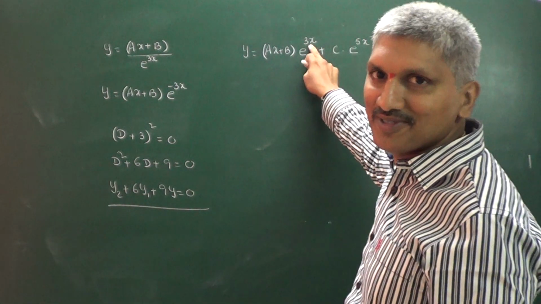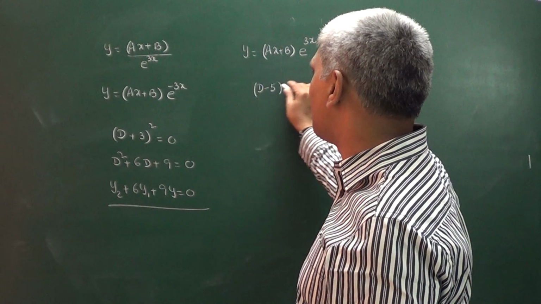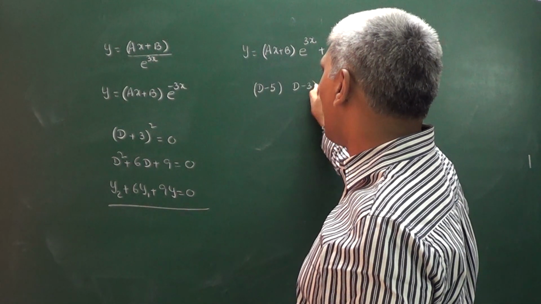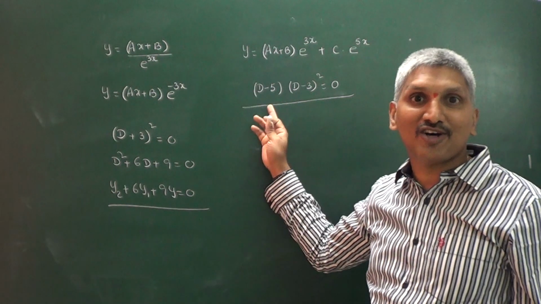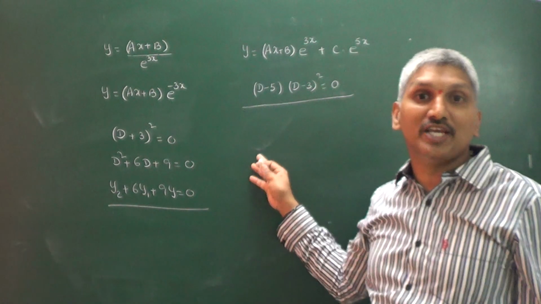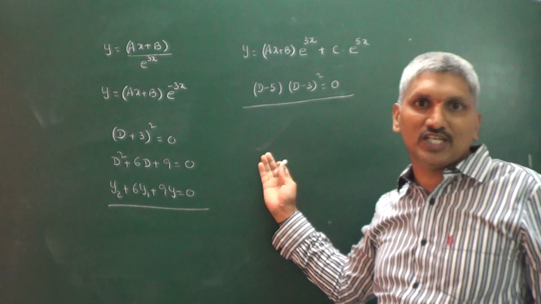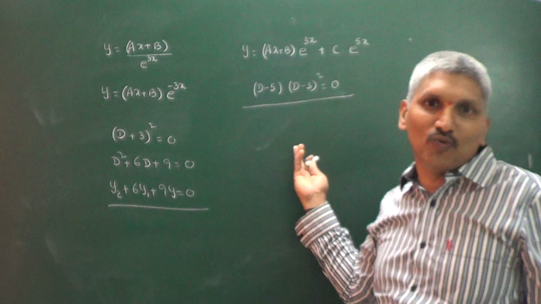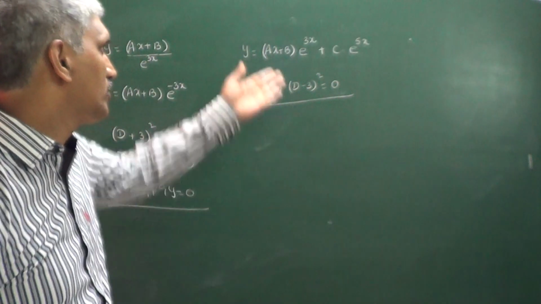Here is a repeated root. So what can we write? We can write it as (D minus 5) into (D minus 3) whole square is equal to 0. In place of D cube, third differentiation. In place of D square, second differentiation. In place of D, first differentiation. The constant is multiplied with y. So you will get the differential equation for that family of curves.